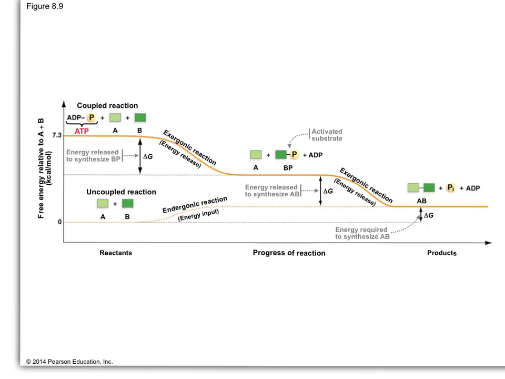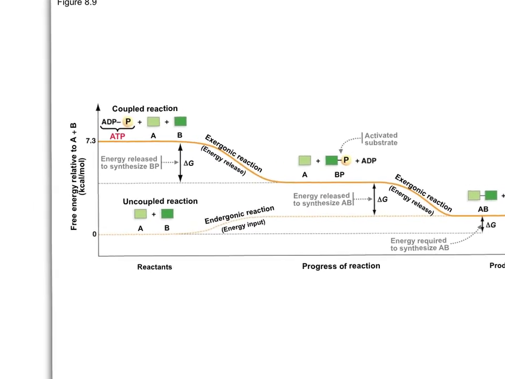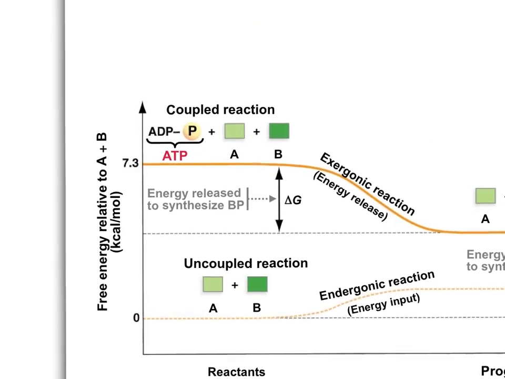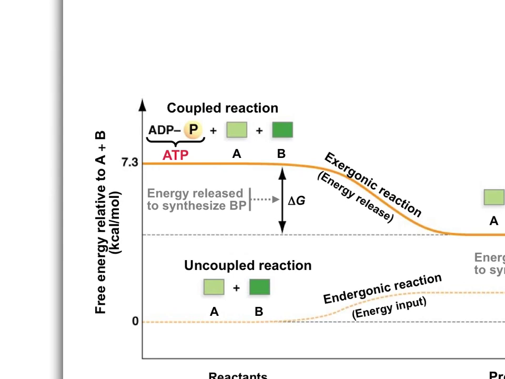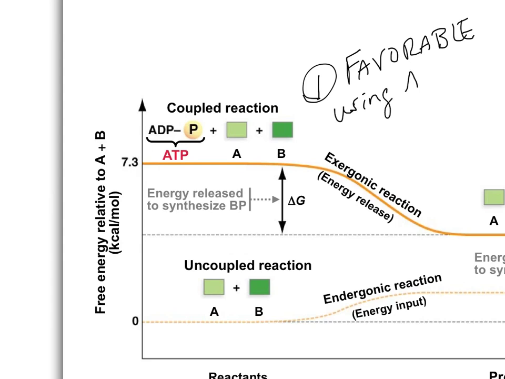What does that look like in reality? Okay, so let's make this a little bigger. And when we look at this, what we're looking at are two reactions. Here's reaction 1. This is the favorable reaction. And this is using the energy of ATP to drive the second reaction, which is unfavorable.